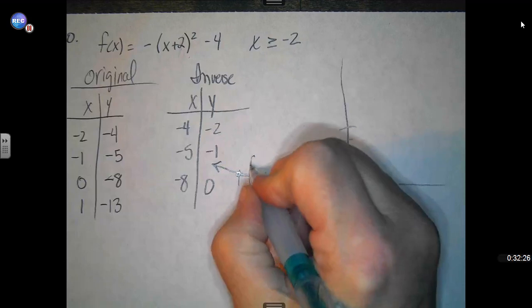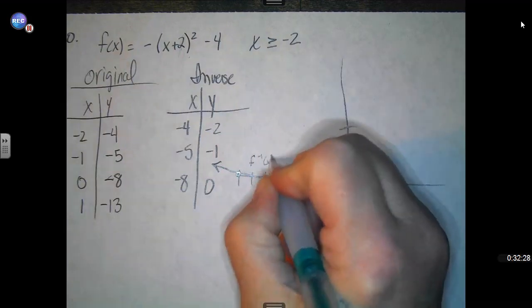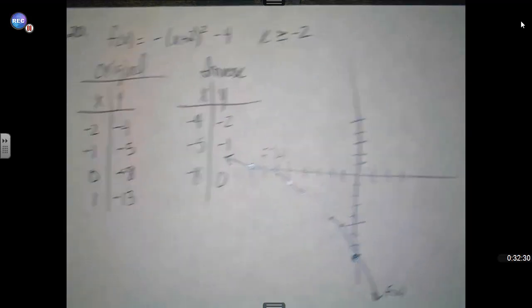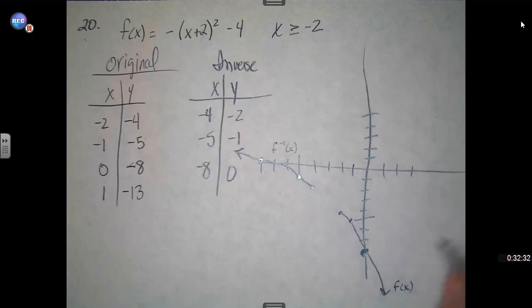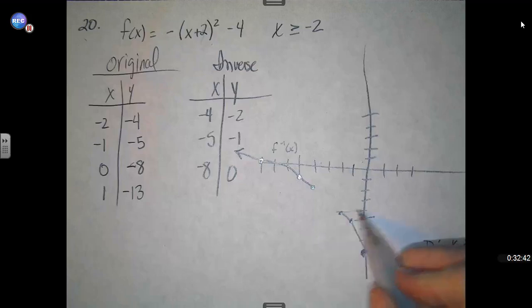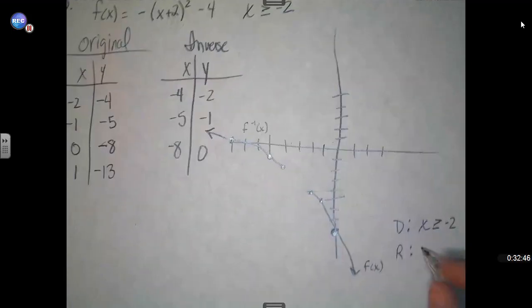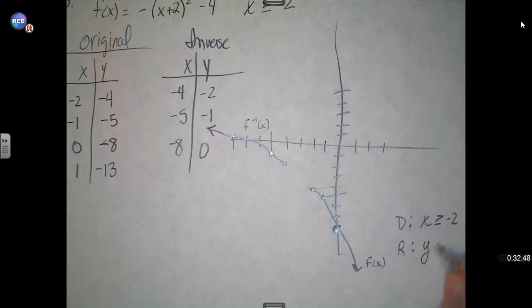Okay, so this is f of x. This is f minus 1 of x. The domain of f is given. It's x is greater than or equal to -2. The range of f is obviously right here. I'm at -4, but it's going down. So my range for f is y is less than or equal to -4.